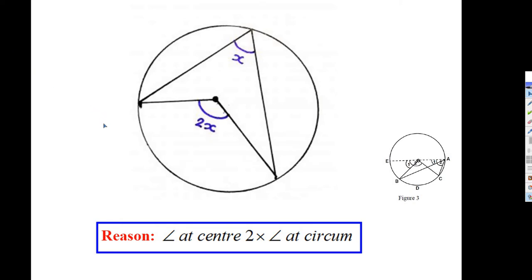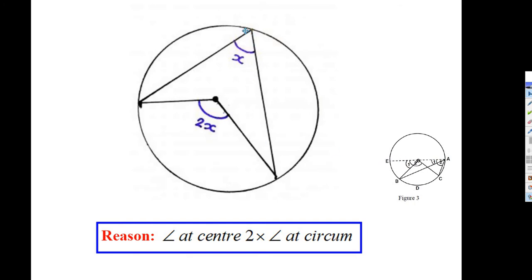Okay, we're going to look at this next geometry reason, which is the angle at the center of a circle. The angle that's formed at the center of a circle is twice the size of the angle at the circumference. Well, that's the reason. There's a proof for it, but we're just going to use it today.